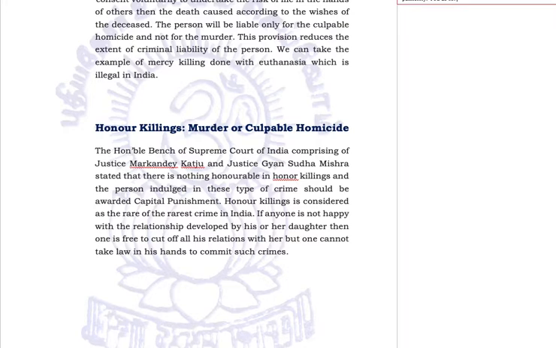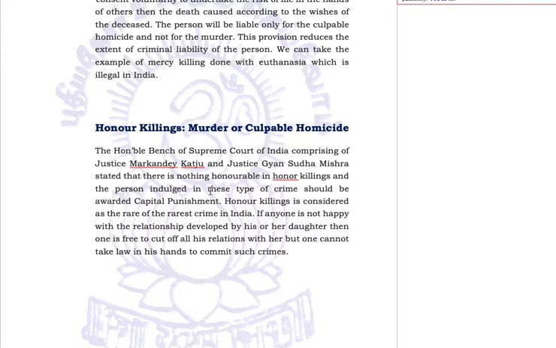Can we say honor killing is a grave and sudden provocation? Or do we call honor killing a murder? Let us see what our Supreme Court says. The Bench of the Supreme Court of India, comprising Justice Markandey Katju and Justice Gyan Sudha Misra, stated that there is nothing honorable in honor killings, and the persons indulging in these crimes should be awarded capital punishment.